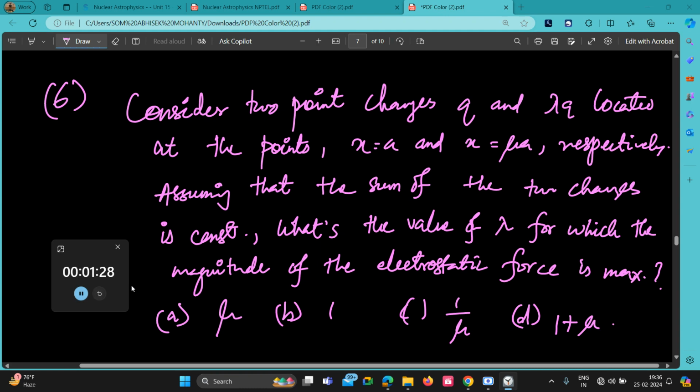Consider 2 point charges q and lambda q located at the points x is equal to a, x is equal to mu a, respectively. Assuming that the sum of the two charges is constant, what's the value of lambda for which the magnitude of the electrostatic force is maximum? First, draw the diagram for it.